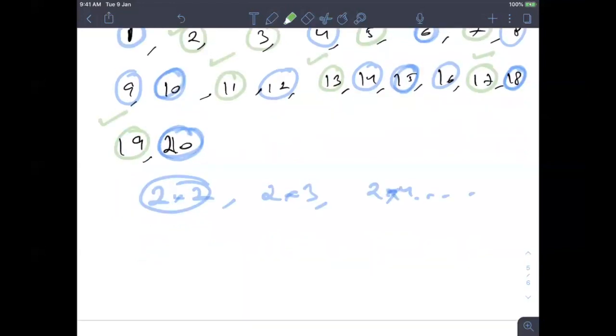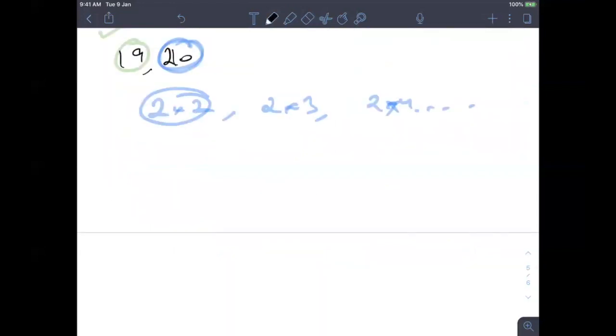I'll just do one more iteration for very small numbers. Let's assume we only want to calculate till 10. So 1, 2, 3, 4, 5, 6, 7, 8, 9, and 10. These are 10 numbers which I don't know. What I only know is here, my blue color.